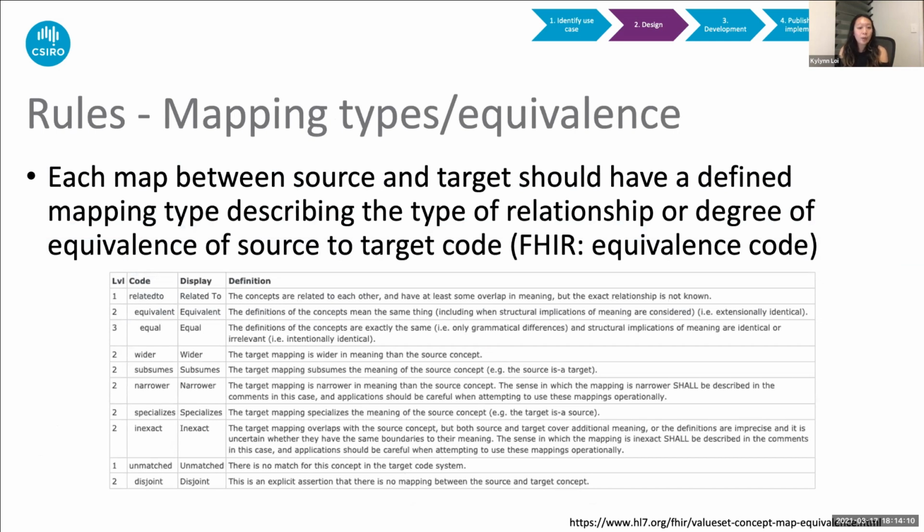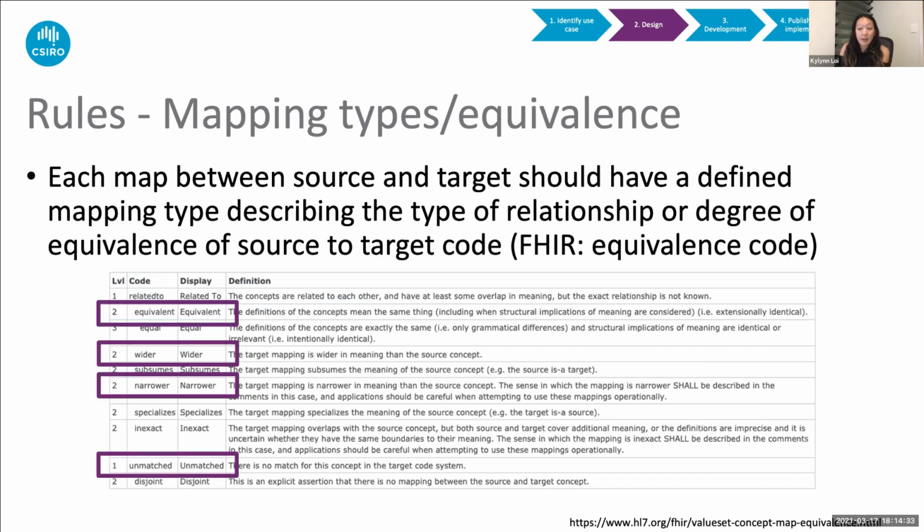For mapping types or equivalents, this describes the type of relationship or the degree of equivalence of a source to the target code. So each map line would have one of these mapping types assigned to it. This is the example from the FHIR equivalence codes, and they've got quite a few. Generally, we would probably recommend just using these 4: equivalent, where we're saying that they're the same; wider, so the source goes narrow to a wider target; narrower, which is the opposite; or unmatched, where you cannot find a match in the target.